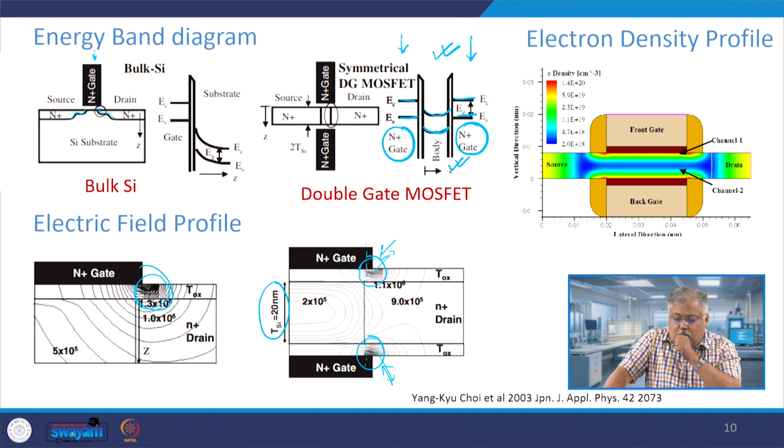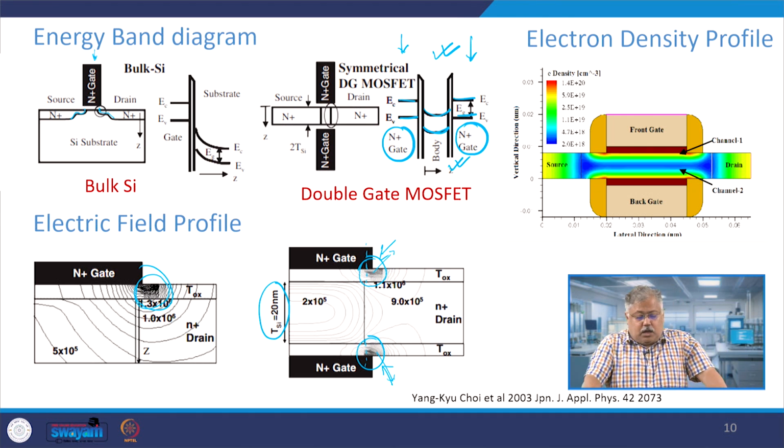Now, let us look at the right hand side electron density profile. So, this is my double gate MOSFET. I have applied a positive bias on the front gate and bottom gate, because of which there is a large amount of charge carrier concentration near the silicon dioxide interface at the top and at the bottom, right.